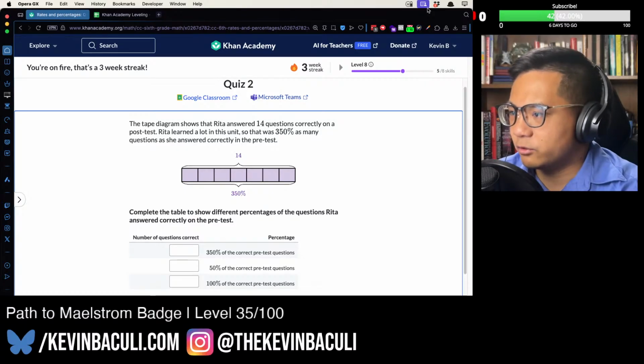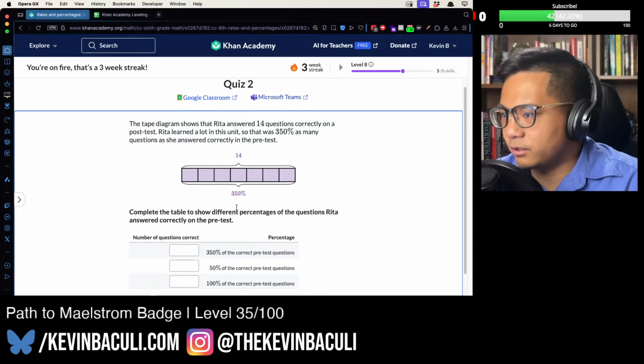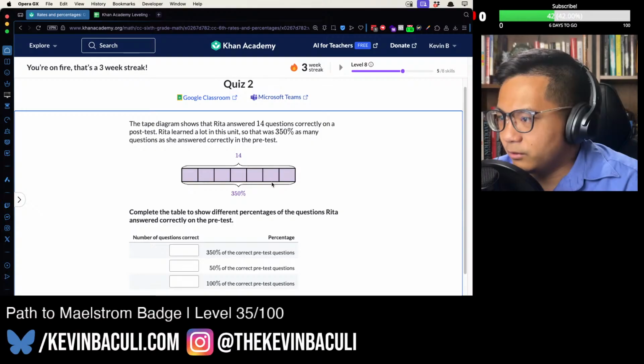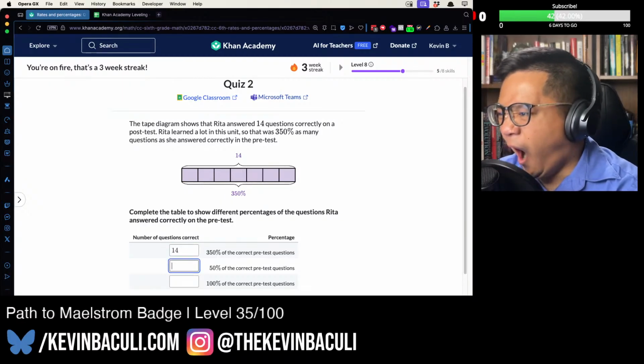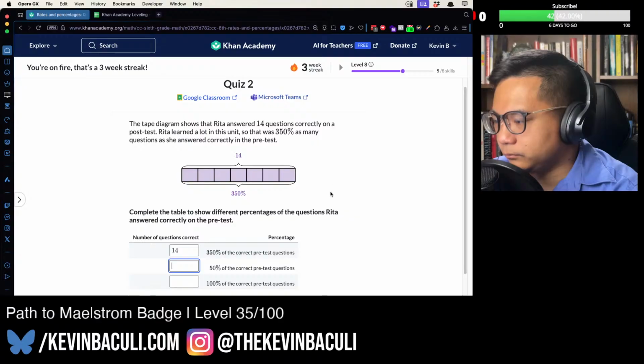The tape diagram shows that Rita answered 14 questions correctly on a post-test. Rita learned a lot this unit, so 350% as many questions as she answered correctly in the pre-test. Whoa. It's 2.